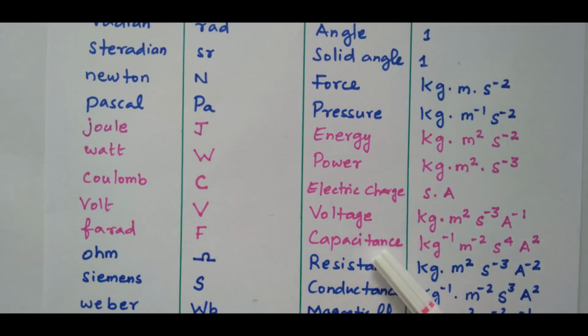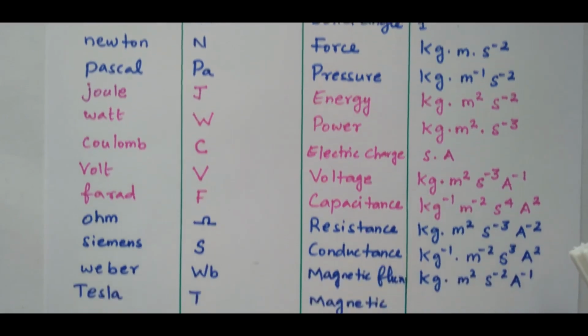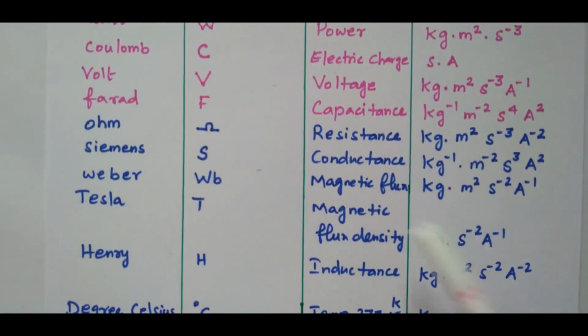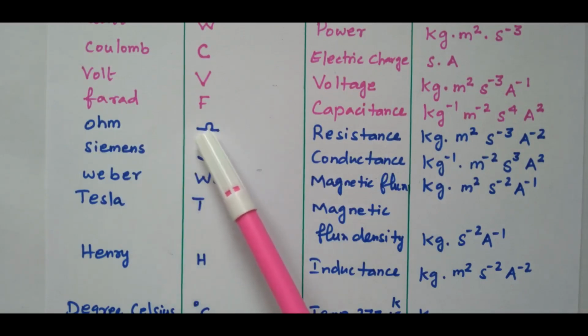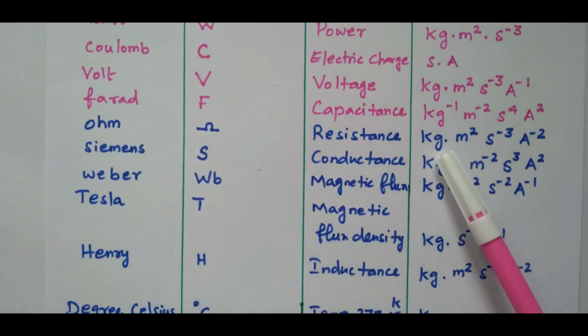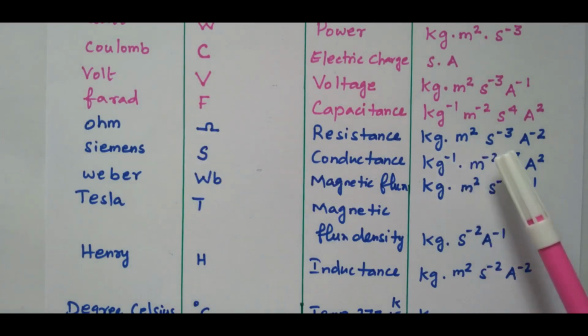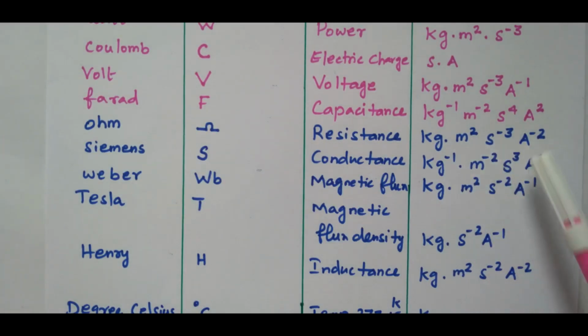Then capacitance is measured with the unit farad. The symbol is F. The base units are kg⁻¹·m⁻²·s⁴·A². Then we'll go to resistance. Resistance, the unit is ohm. What is the base unit? kg·m²·s⁻³·A⁻² for resistance.